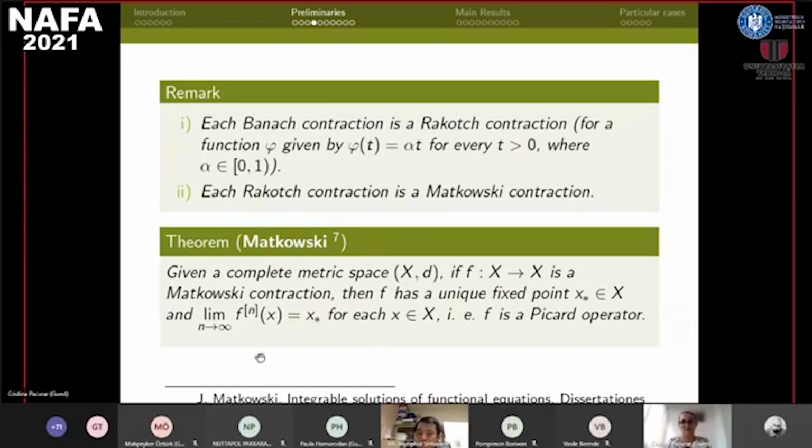The next result, a fixed point result, is due to Matkowski, and it states that given a complete metric space X with a metric d, if the map F is a Matkowski contraction, then F has a unique fixed point, which we'll note with x star, and the limit of the iterates of F is that fixed point, which actually means that F is a Picard operator.